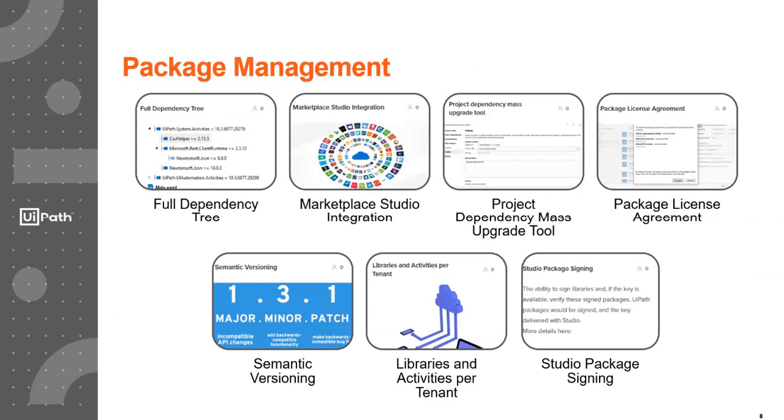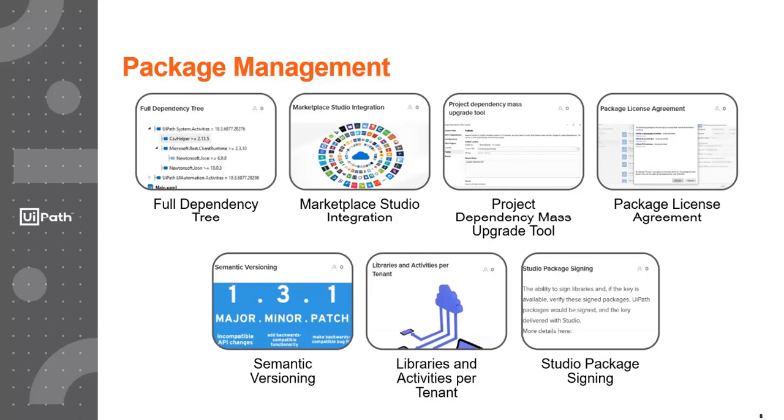Within this theme, we include things like being able to create a link within Studio to go directly to the marketplace, to UiPath Go. We have added a mass upgrade tool within Studio. So if you are trying to update your dependencies, your versions, let's say your Excel activities or any activity that you use inside your project, you don't have to go to each of the files within the project and update the version there. You have your mass upgrade tool that you can use.